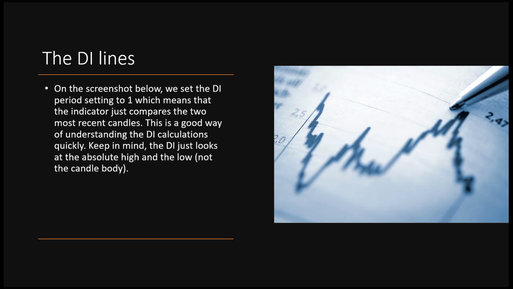Keep in mind that DI just looks at the absolute high and the absolute low, not the body of the candle and not the wicks. The high and the low. It doesn't care about the open and the close. So it's the absolute highest point to the absolute lowest point of that candle, and then the next candle, or if you're looking at a bar, the highest and the lowest of the next.